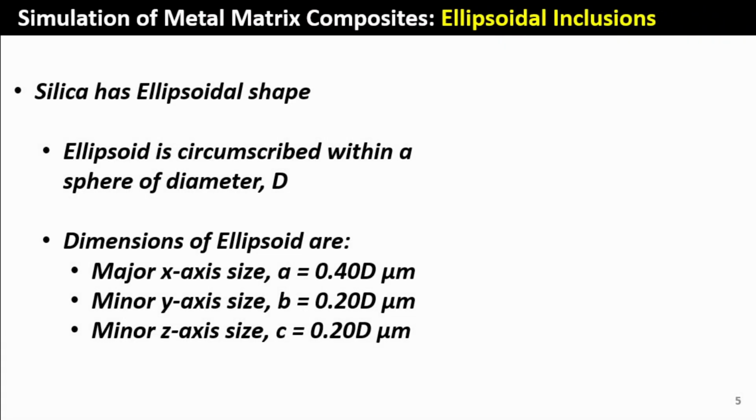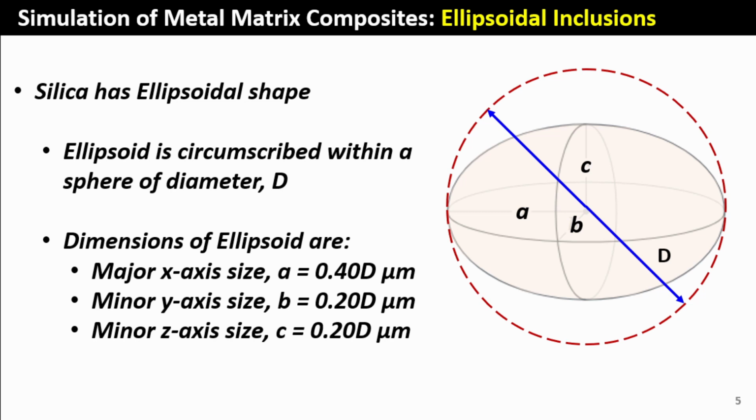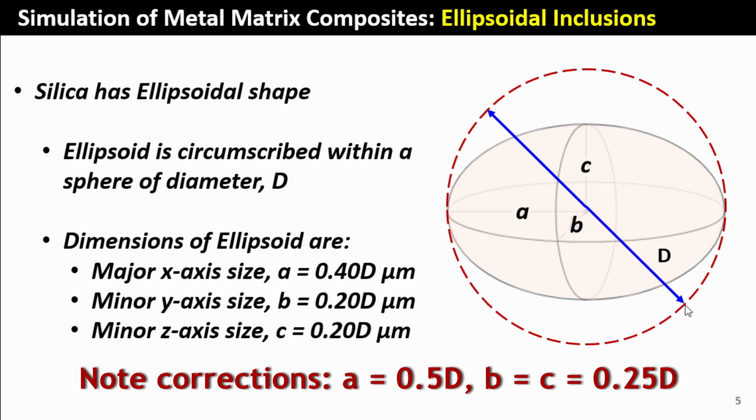Now the next thing to say is that the silicon carbide has an ellipsoidal shape, as against the previous video I made where the shape was spherical. In order to use the Monte Carlo approach, I've assumed that this ellipsoidal shape is circumscribed within a sphere with a given diameter. So if you imagine this as our structure, the ellipsoidal particle is circumscribed within the sphere here. I need you to know the diameter of the sphere is D, and the semi-major axis of the ellipse is A, with semi-minor axes B and C.